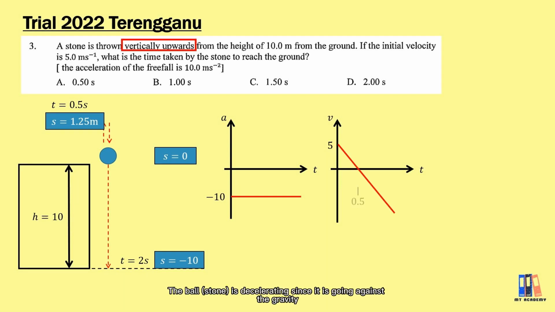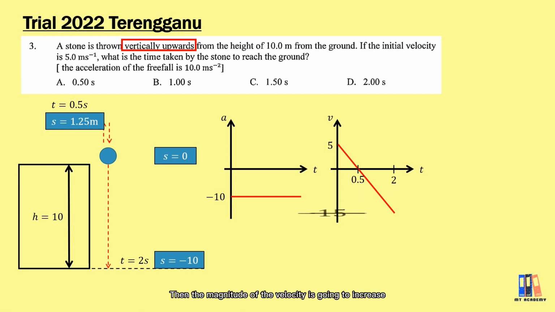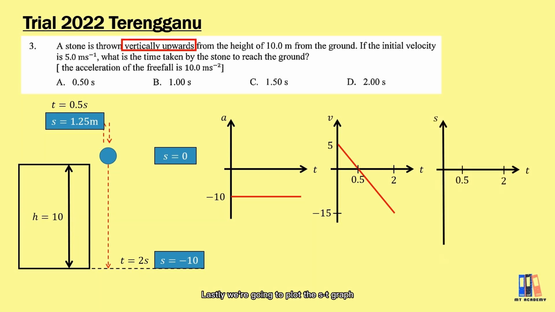So the ball is decelerating since it is going against the gravity, and it will drop to 0 meters per second at the time of 0.5 seconds. And then the magnitude of the velocity is going to increase until 15 meters per second at the time of 2 seconds. So here is another homework for you to find out how to obtain the value of the final velocity. And lastly, we're going to plot the st graph.